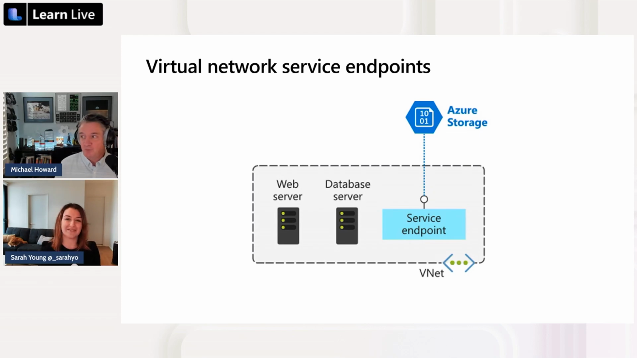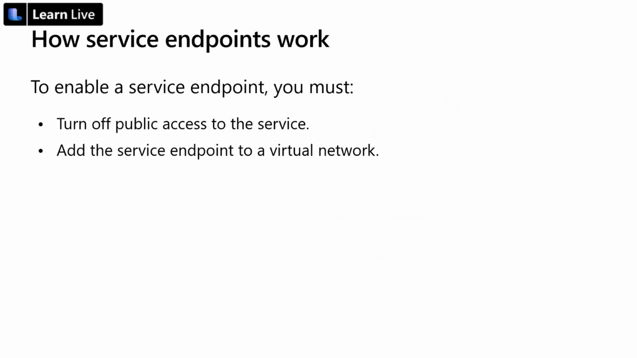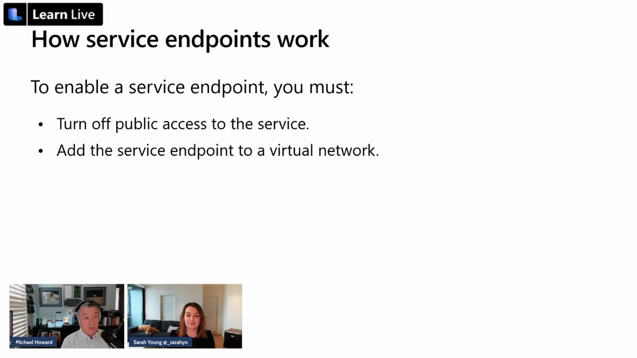So when you create a service endpoint, the first thing you need to do is turn off public access to that service. So you go to the storage account and you turn off public access. That's the first thing you do. Then on your virtual network, you actually add the endpoint for that particular service. So for example, a storage account. This is what it ends up looking like.